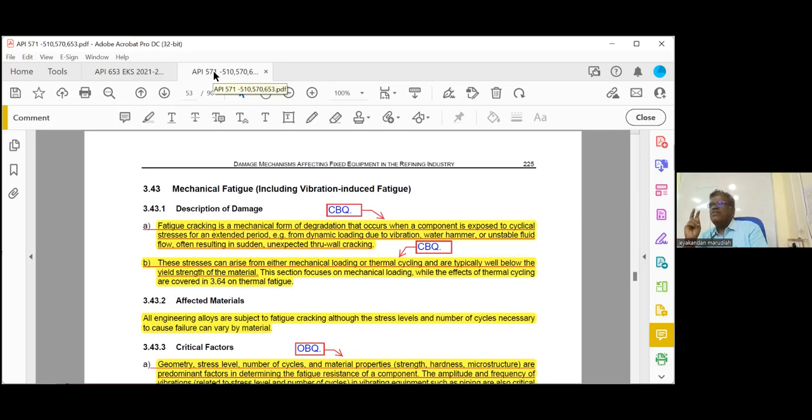Another point is that all materials have two types of strength. One is called yield strength, another is called tensile strength. What is meant by yield strength? When you give a load to the material, the load is called stress. There is a change in dimension. That change in dimension is called strain. When there is a stress, there will be a strain.